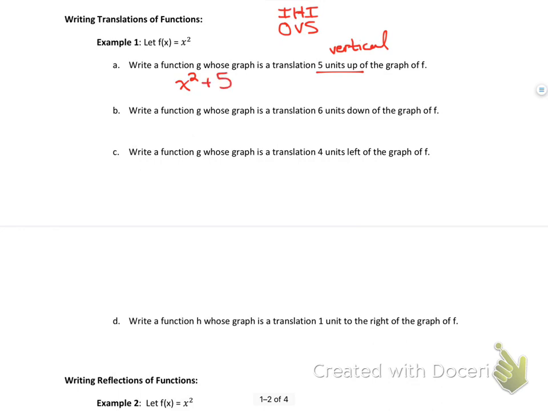For part B, we're moving 6 units down. Same thing, vertical, which means we don't change it. And the sign for down is normally negative, so x squared would be minus 6.